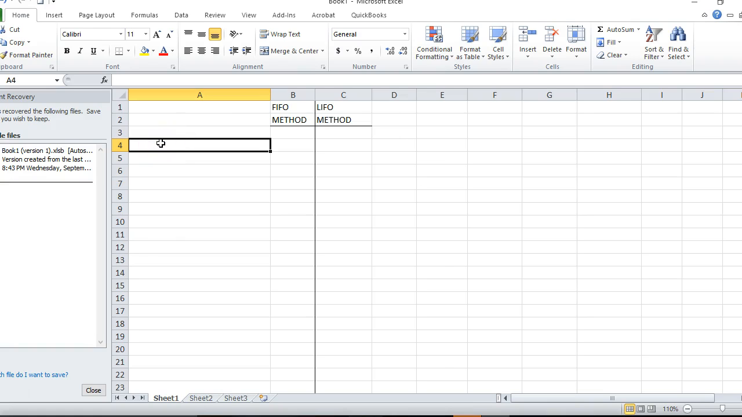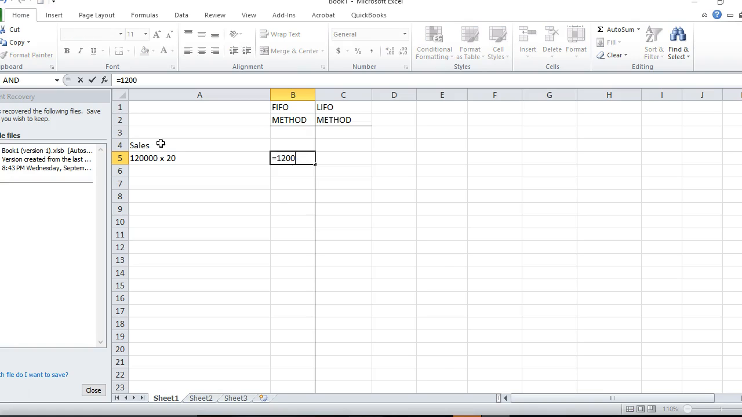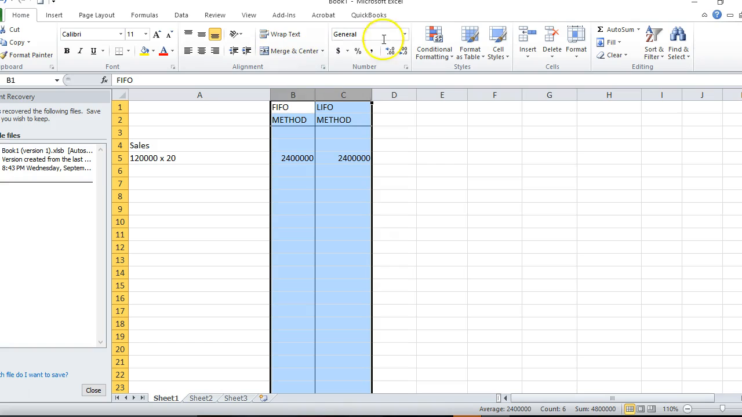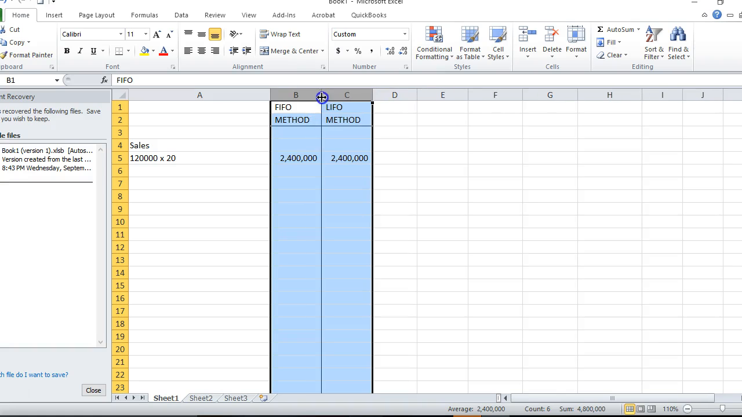Sales, no matter which method we use, are going to stay the same. What were our sales? How many units were sold? 120,000 at $20. 120,000 at $20 is what? 240,000. That's going to be the same either way, right? Yep. 240,000.